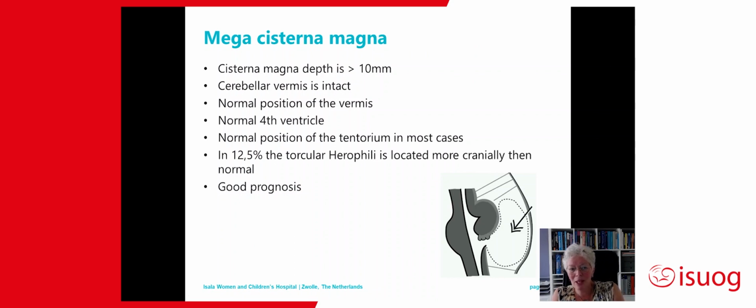First we're going to look at the abnormalities, and the first abnormality that I would like to discuss is the megacisterna magna. And if we look at the megacisterna magna, there's a depth of more than 10 millimeters of the cisterna magna. We can see that in the axial plane, the cerebellar vermis is intact. We have in the sagittal plane a normal position of the vermis, and we have a normal fourth ventricle, like you can see over here, and there's a normal position of the tentorium in most of the cases.